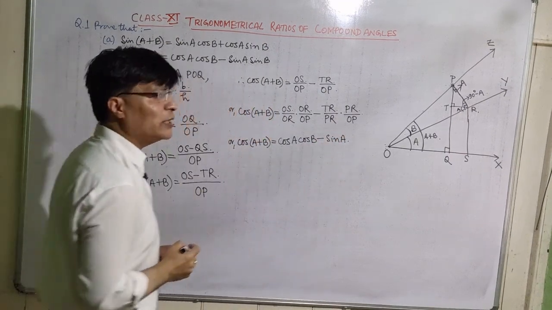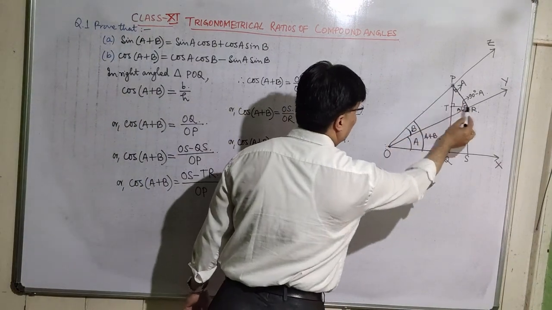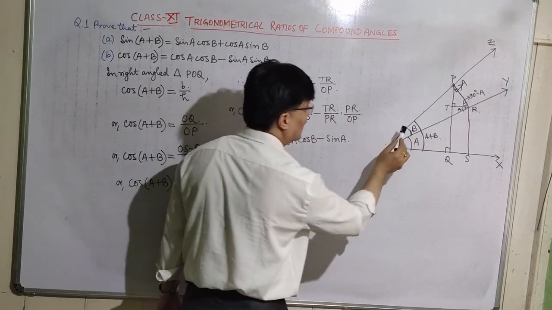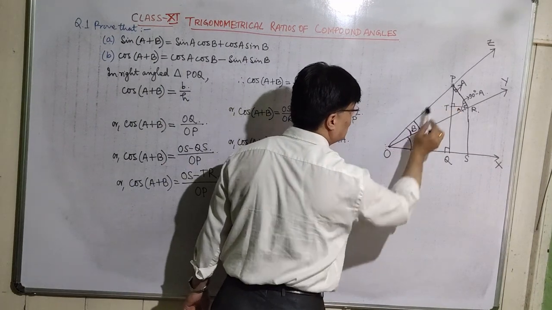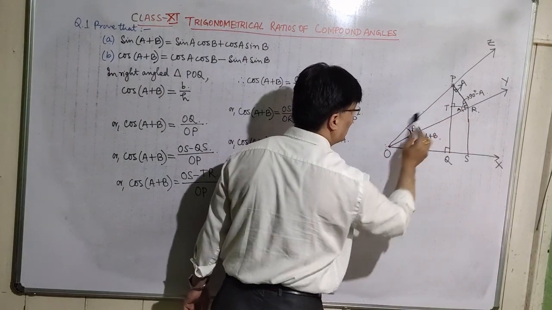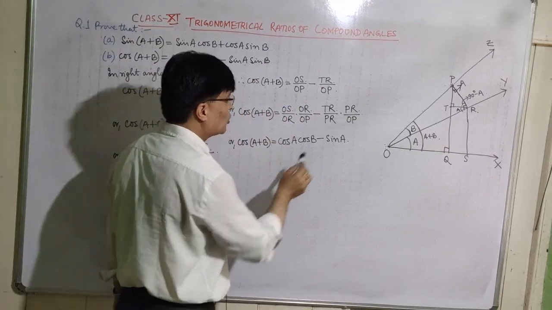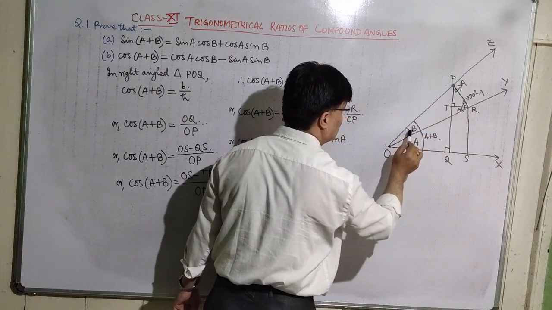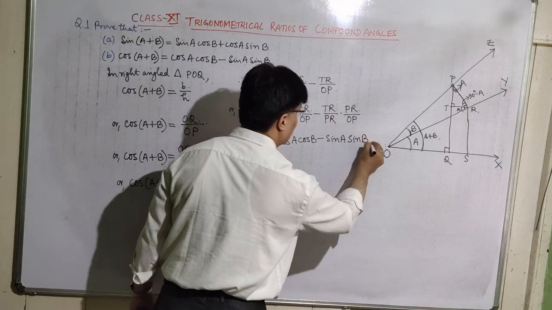Sin A into, what is PR upon OP? What is PR upon OP? This is PR and this is OP. So here POR is a right angle triangle and here angle B is considered. If angle B is considered, the side opposite to the angle B will be the perpendicular, PR will be the perpendicular, OP will be the hypotenuse and OR will be the base. Okay. So here PR upon OP means P upon H, that is your sin B. So this will be your sin B.